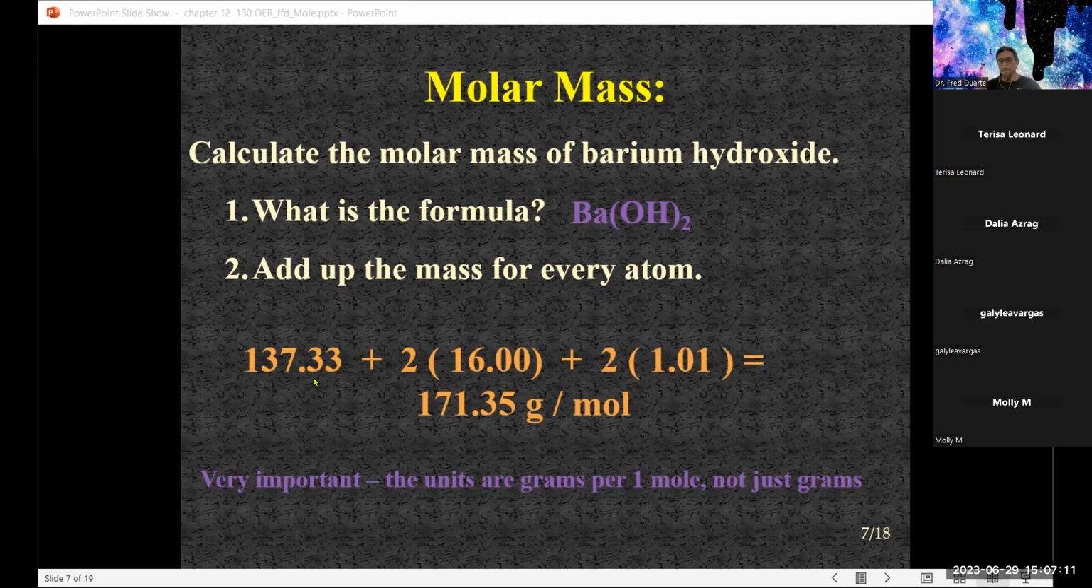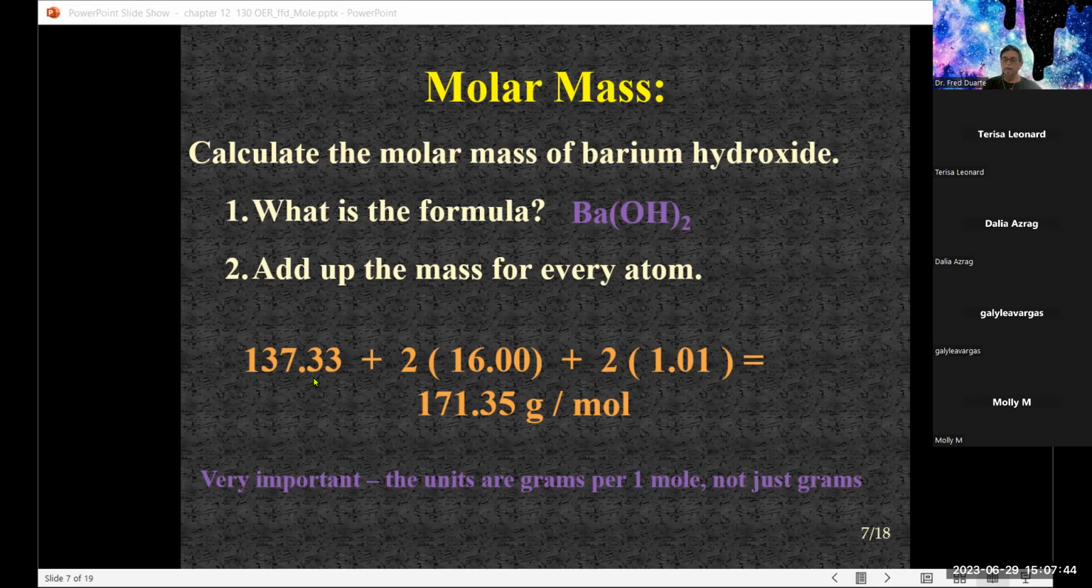All right, so barium has an atomic weight of 137.33. Oxygen, there are 2 oxygens, each one has an atomic weight of 16. So we take 2 times 16, and then we have 2 hydrogens, each one with an atomic weight of 1.01 grams per mole. There's 2. Do all that, tally it up. The molar mass of barium hydroxide is 171.35 grams per mole.